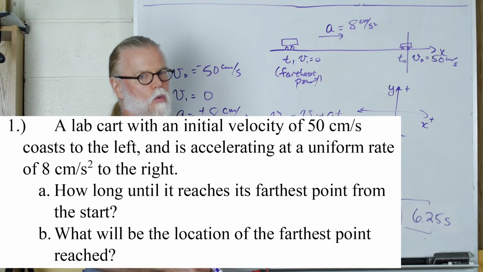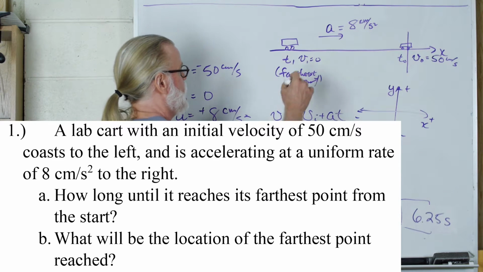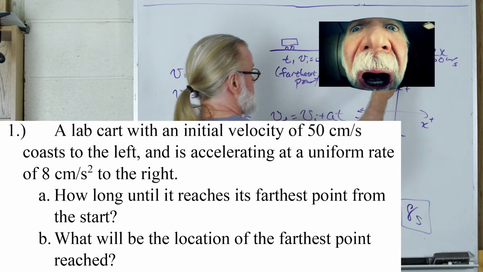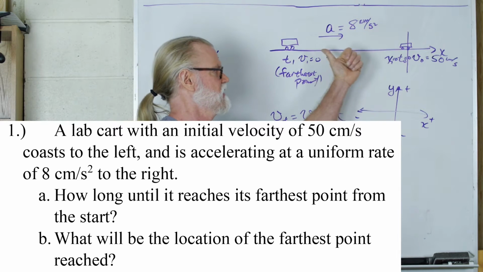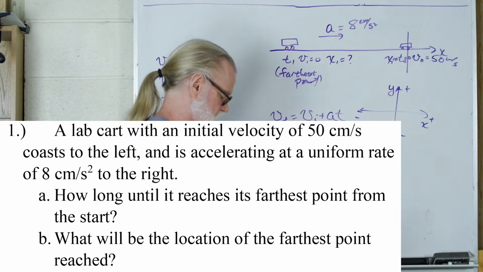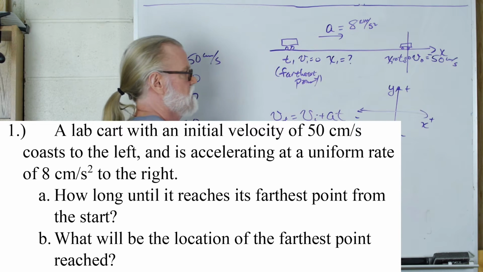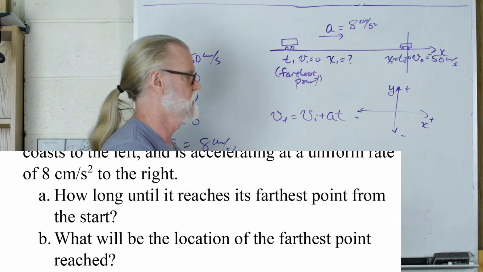Next question. What will the location of the farthest point be? Basically, they want to know what x1 equals. Pause the video now. I keep forgetting to put the direction on my velocity. My V0 is this way. That's negative. V0 is 50 centimeters per second to the left.